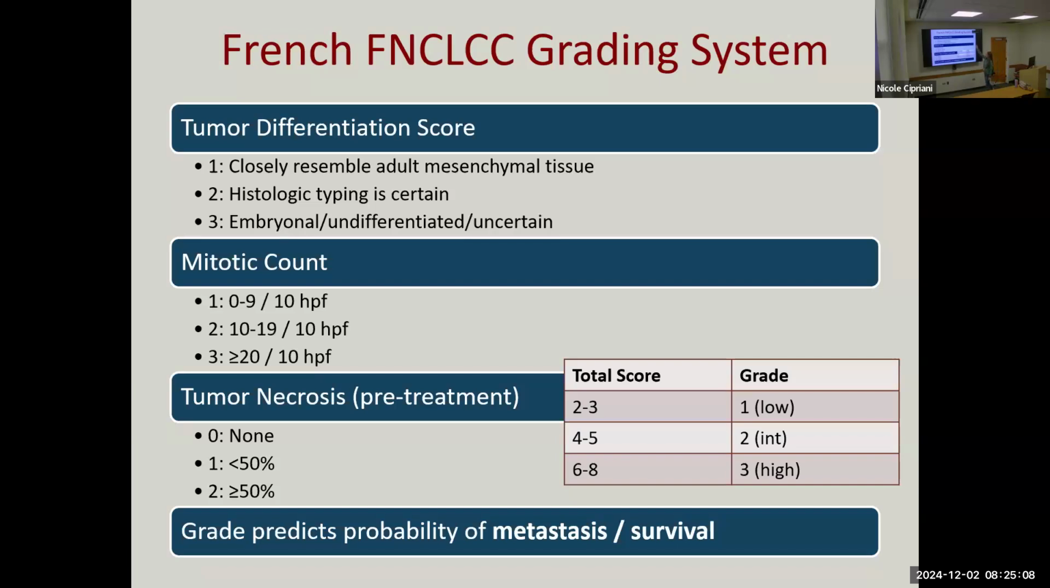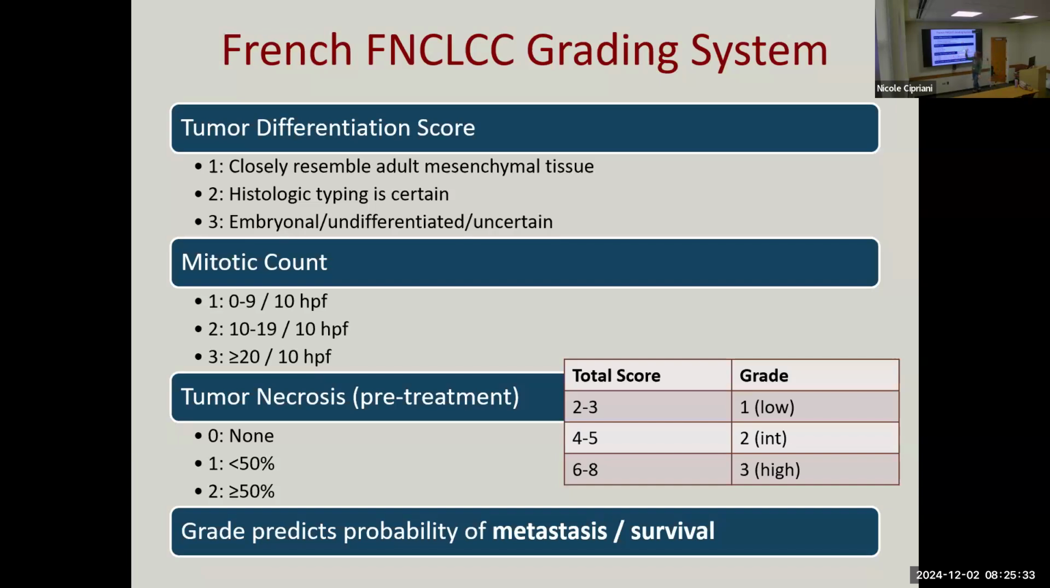So we take into account tumor differentiation. Does it closely resemble what we think of as normal mesenchyme? Not closely resemble, but I can histologic type it. Or is it completely undifferentiated or embryonal? How many mitoses are there? And how much necrosis is there? Not too bad, right? Honestly, the hardest part sometimes is this.